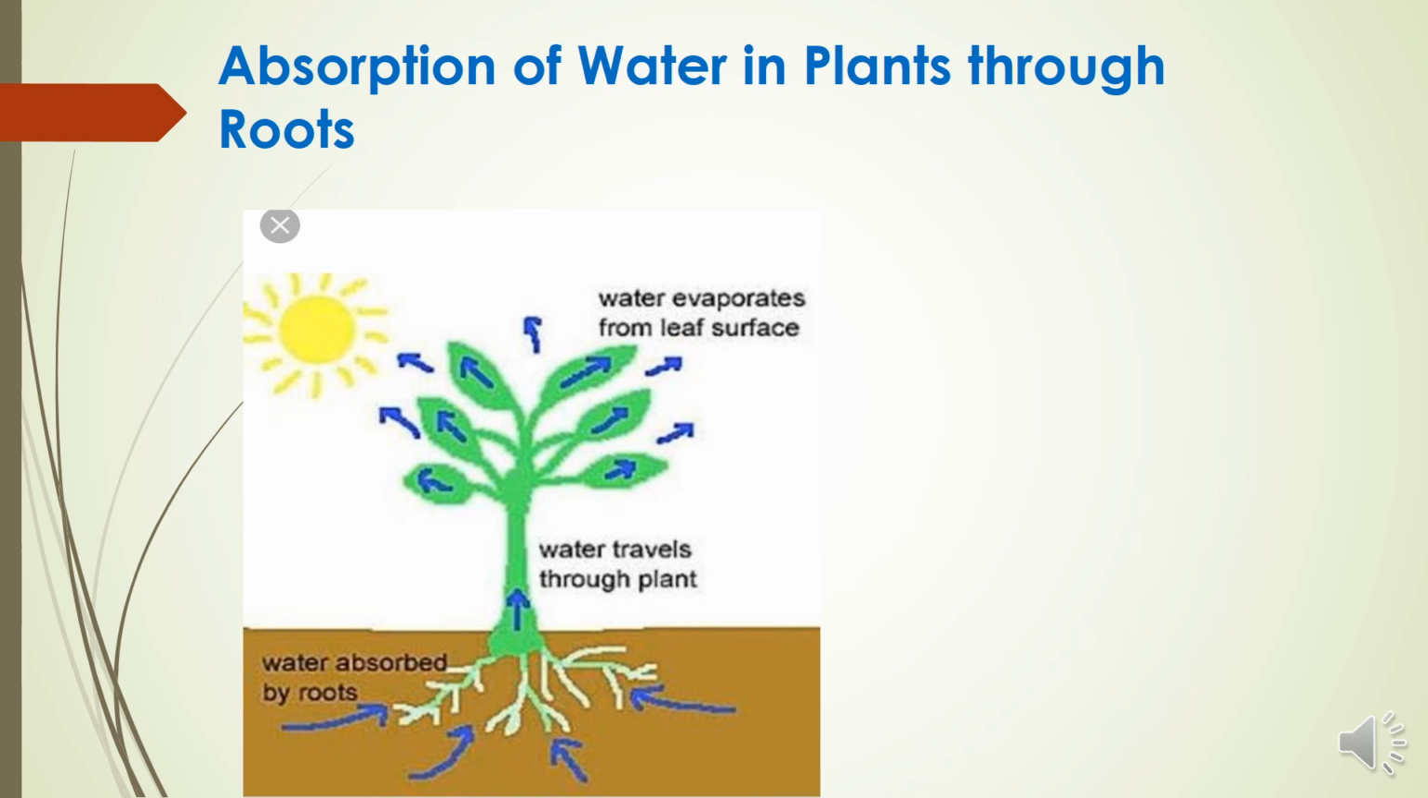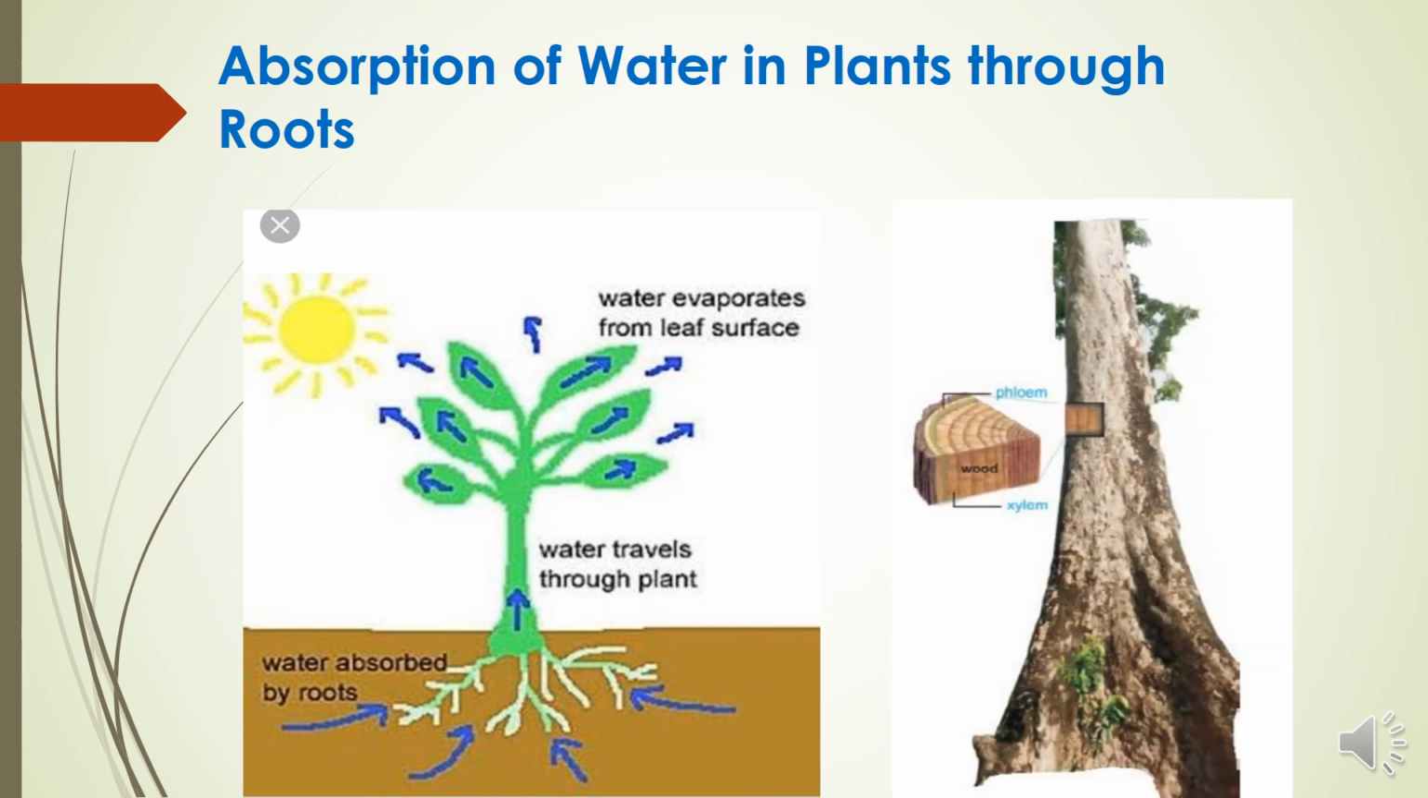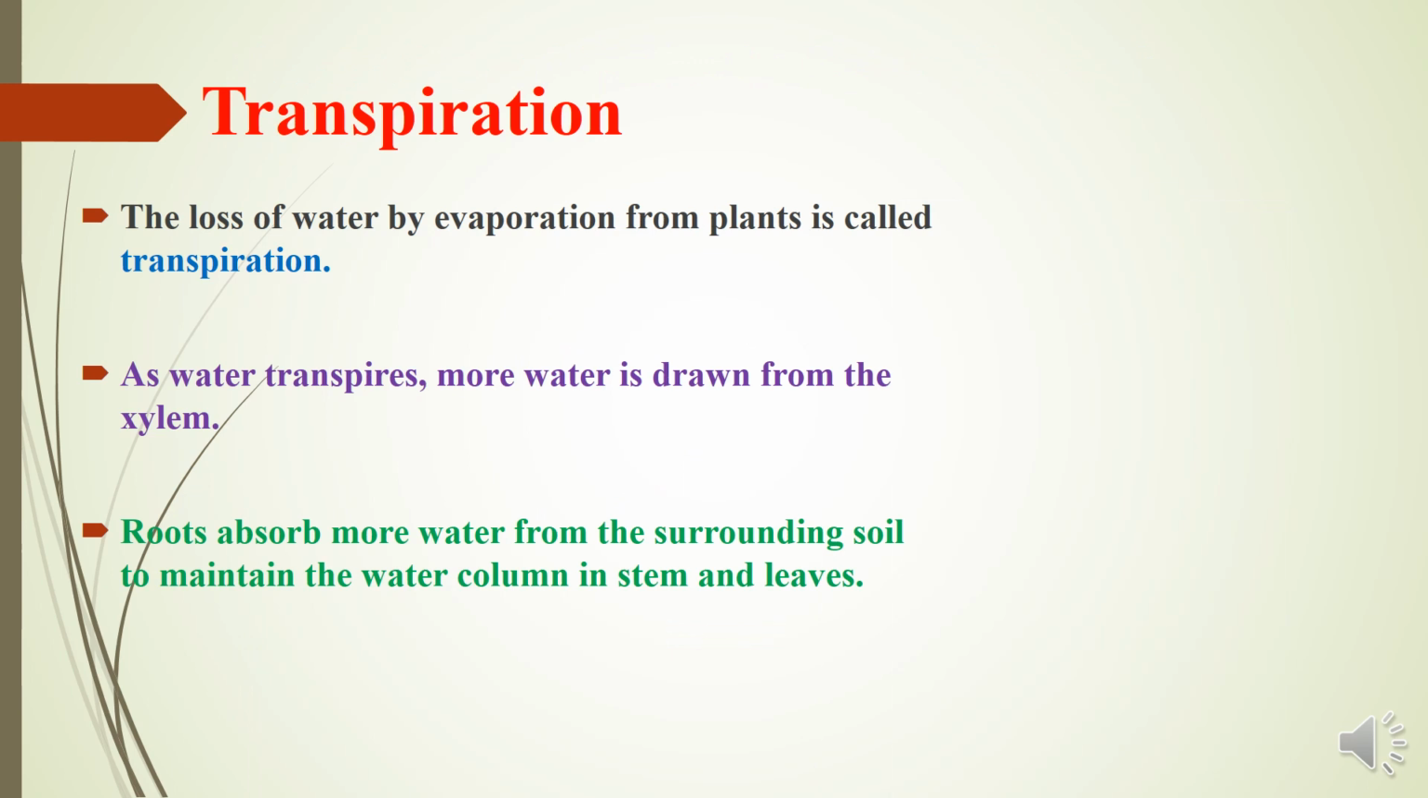As water in roots increases, a pressure is produced in the root cells to push water and minerals up in the plant. But this pressure of roots can only lift water up to a certain height. So here the question arises, how does water reach the leaves of tall trees? So the answer to this question is transpiration.